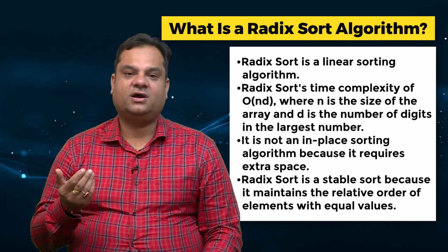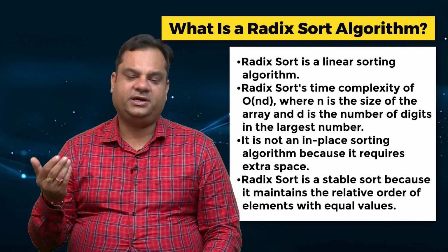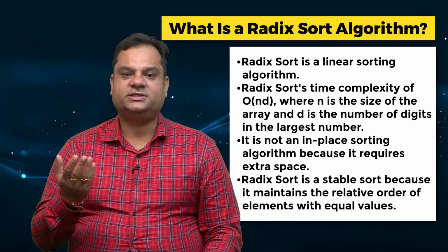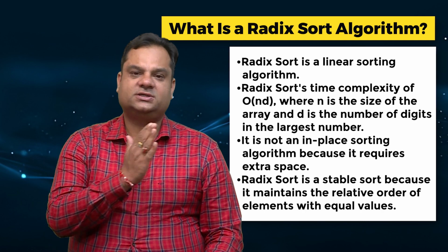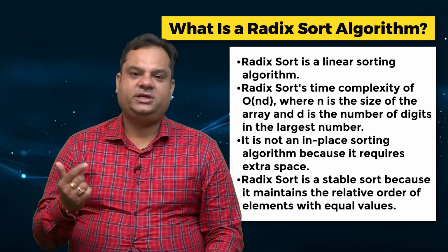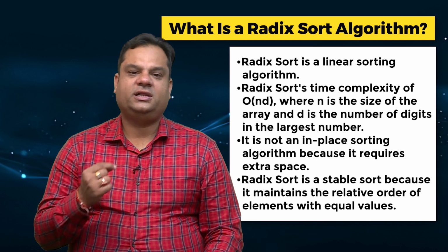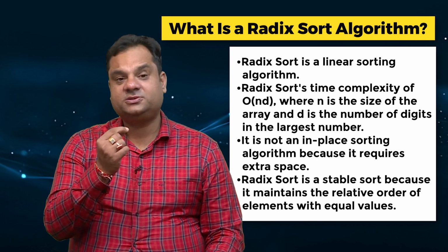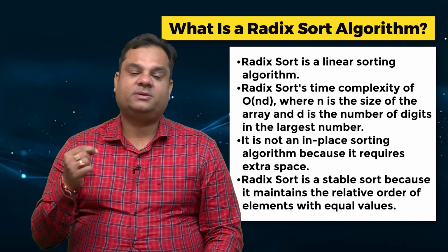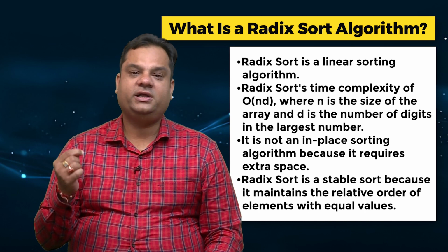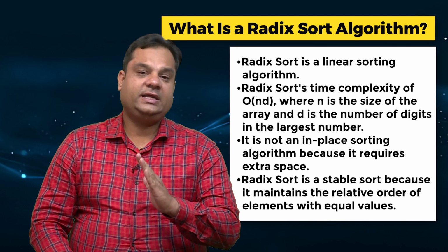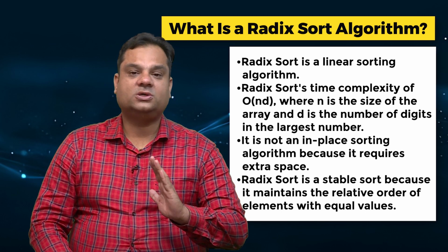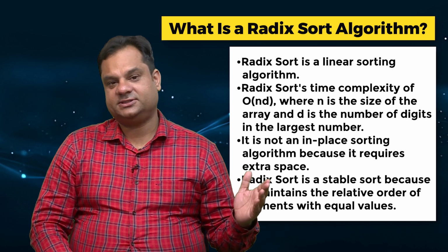Suppose we have a value like 999. Here we have 3 digits, and the maximum place is the hundreds place, then tens, ones. So d indicates the number of digit positions in the largest value, in decimal format. It is not an in-place sorting algorithm because it requires extra space.